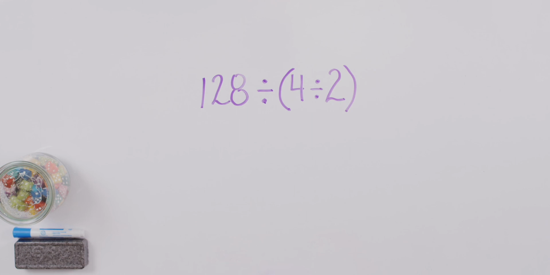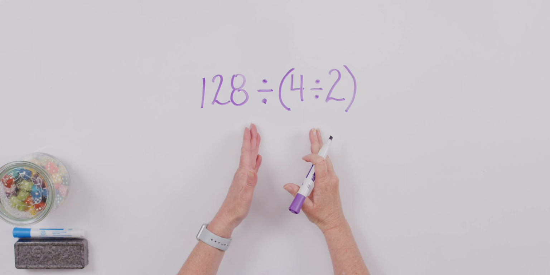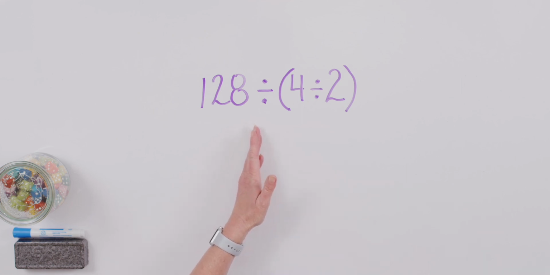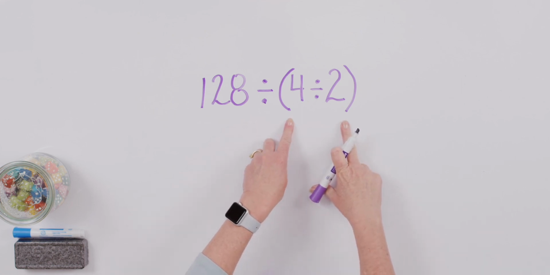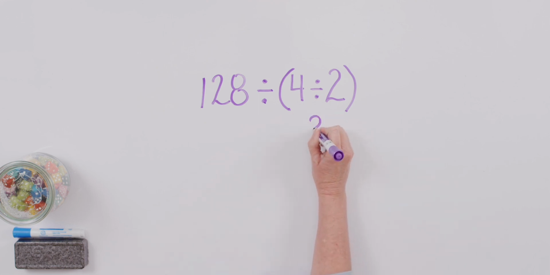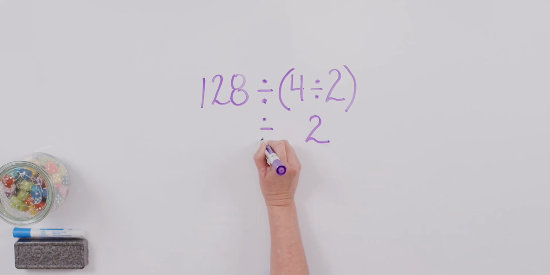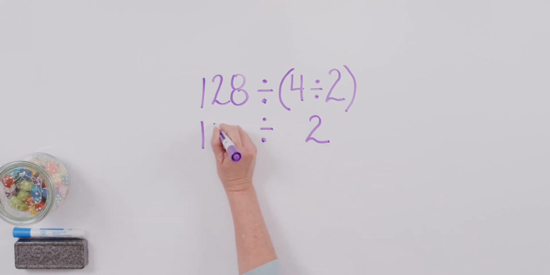Okay, so now with this one, what did we learn? Do parentheses come first or the division? Great, parentheses are always first. So in our parentheses right here, we have 4 divided by 2. So I'm going to make sure I bring that answer down, which would be 2. Make sure I bring my division down and my 128.